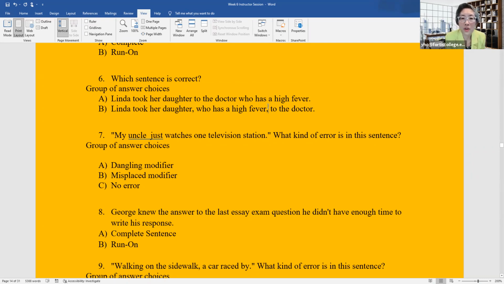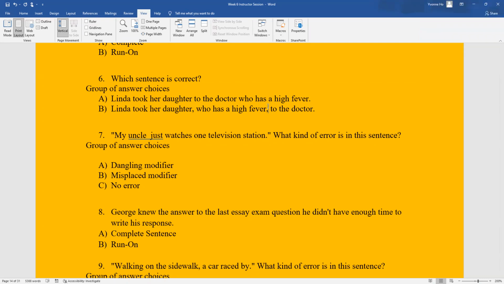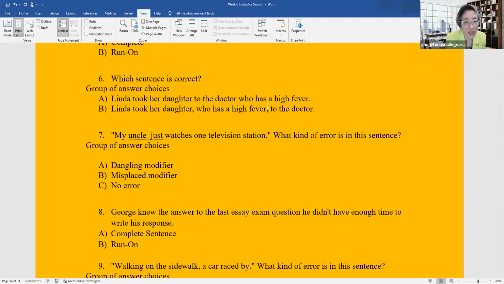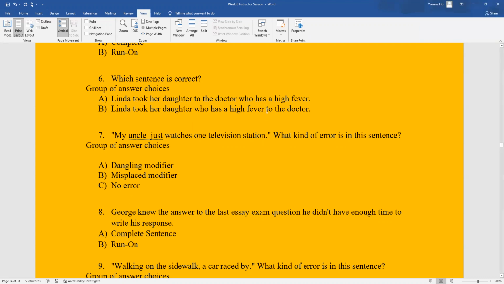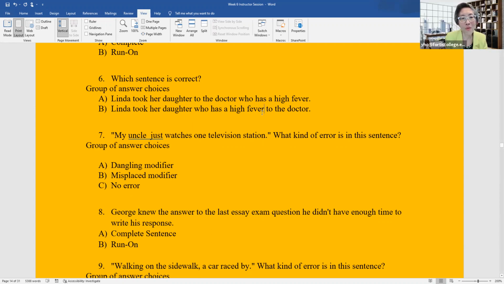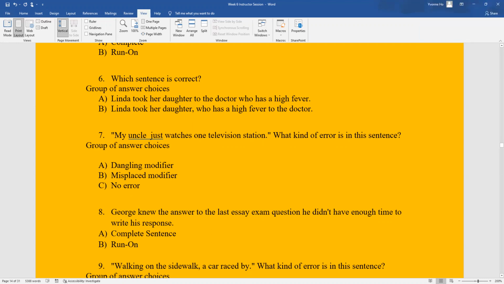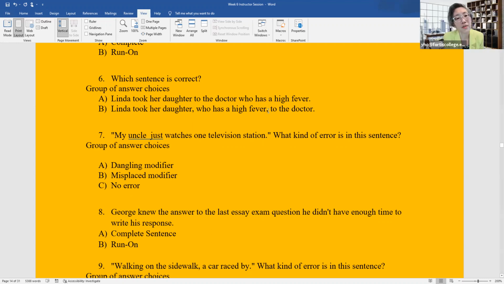So it's up to you as the writer. You get to decide if "who has a high fever" is really important. If you think it is essential to your writing and your sentence, you're not going to include commas. You're just going to write it like this, okay? But if you, the writer, decide that's not really an important part of the sentence, that you don't really need to know that, then I put commas. You see, this is why I said that this is known as restrictive or non-restrictive clauses.